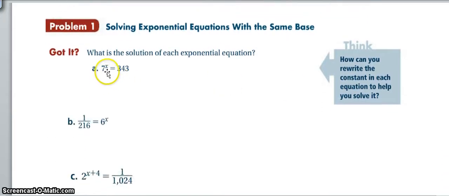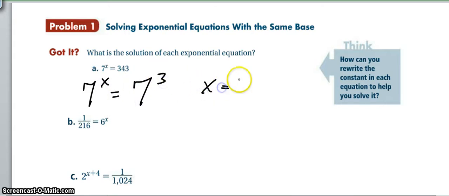But when we want to figure out what the variable would be here, we really just want to rewrite these because 343 has a form that is in the base of 7. And actually 7s get very large very quick because 343 is actually only 7 to the third power. So that leaves me with x being equal to 3.